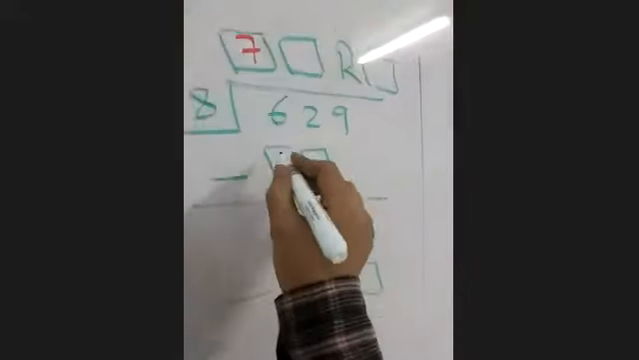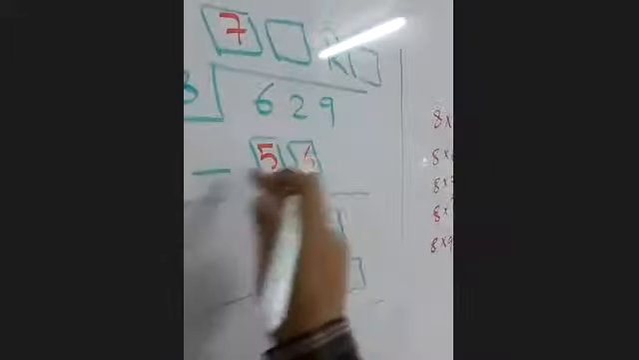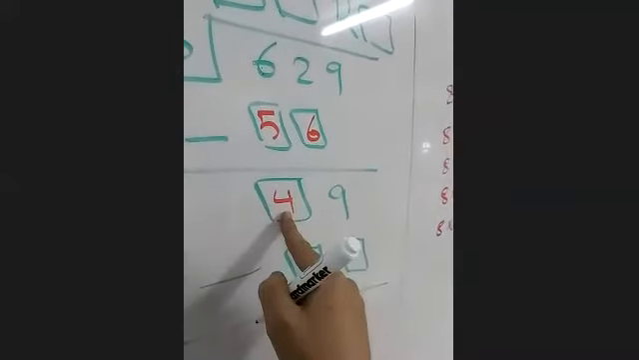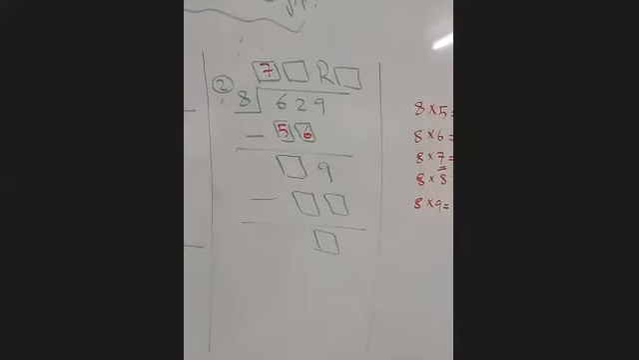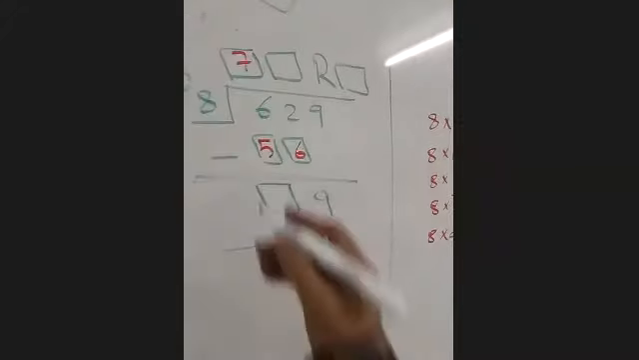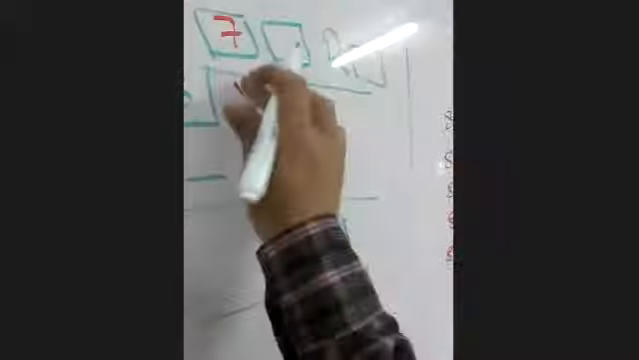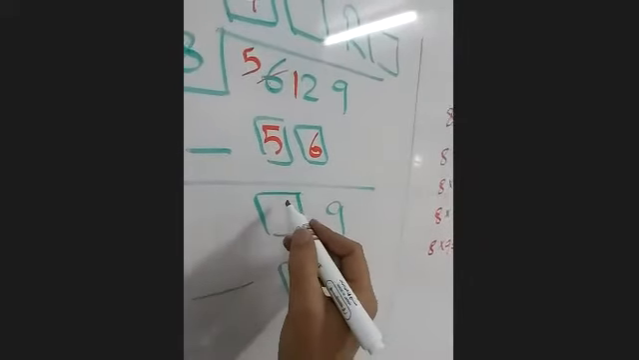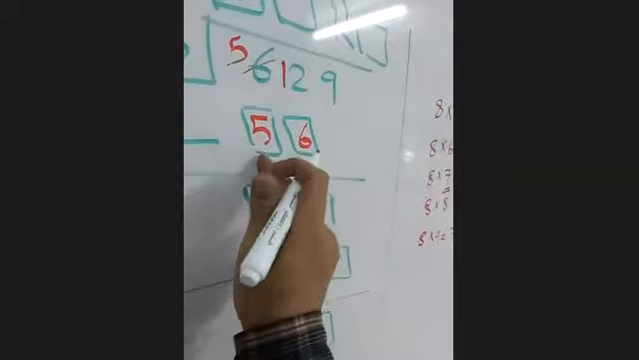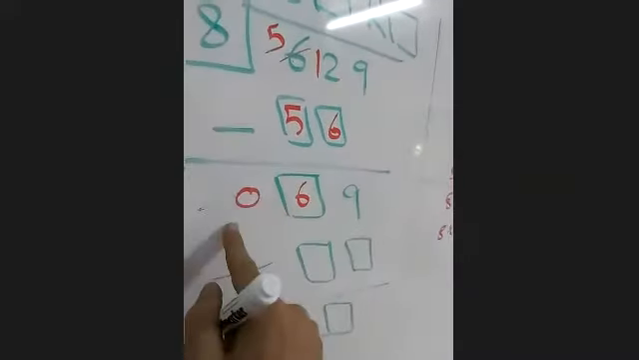Now, 7 by 8, how much? 56. Now I will put 56 here. Then 2 minus 6 is what? Not 4. How come 2 minus 6, Omar? Can you take 6 from 2? No. So what will we do? 12. We will take 1. This will be 12, and the 6 will be 5. Yalla, 12 minus 6, how much? 6. 5 minus 5? 0. No need to write 0 here, okay?